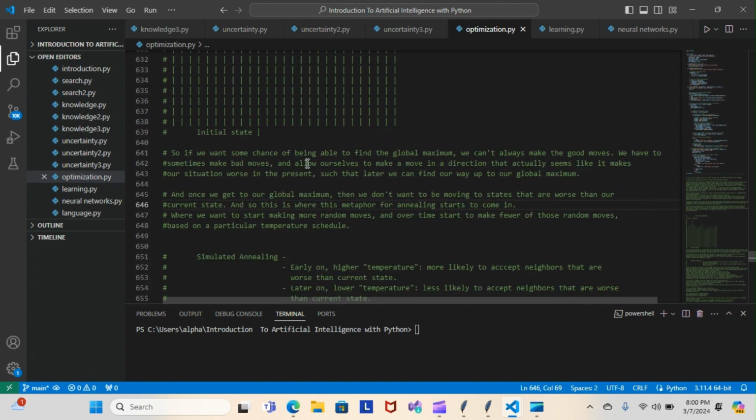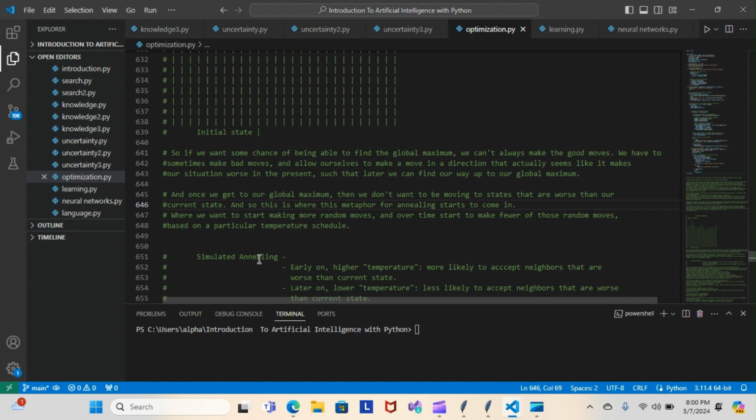So if we want some chance of being able to find a global maximum, we can't always make the good moves. We have to sometimes make bad moves and allow ourselves to make a move in a direction that actually seems like it makes our situation worse in the present, such that later we can find our way up to our global maximum. And once we get to our global maximum, then we don't want to be moving to states that are worse than our current state. And so this is where this metaphor for annealing starts to come in, where we want to start making more random moves and over time start to make fewer of those random moves based on a particular temperature schedule.